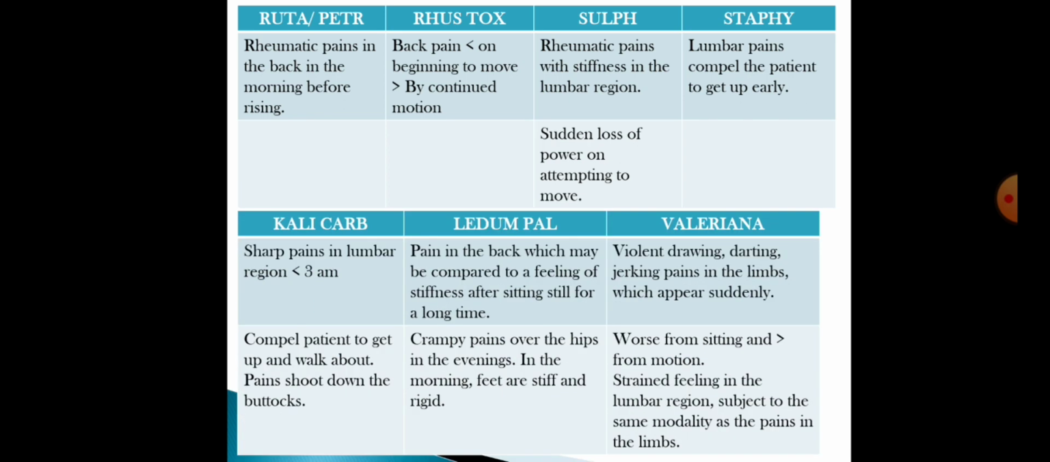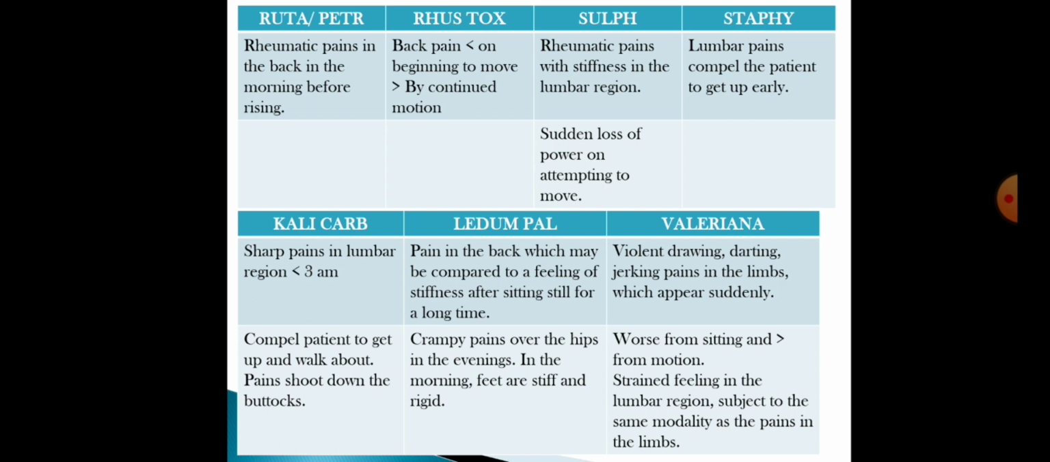Next three remedies are Kali carb, Ledum pal and Valeriana, where you have again back pain. So here in Kali carb the sharp pains in the lumbar region are felt, especially aggravation at 3 am. While in Ledum pal there is pain in the back which may be compared to a feeling of stiffness after sitting still for a long time. While in Valeriana there are violent drawing, darting, jerking pains in the limbs which appear suddenly.